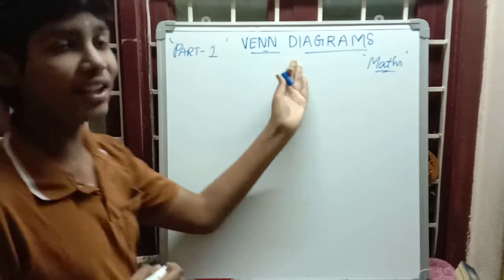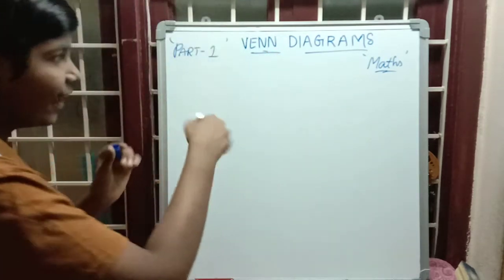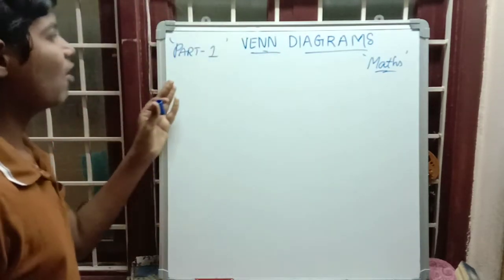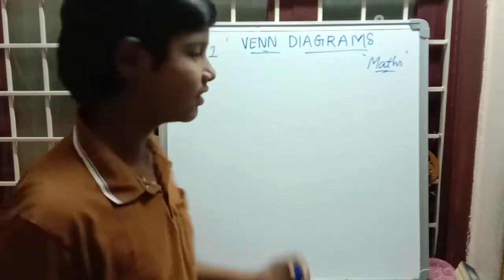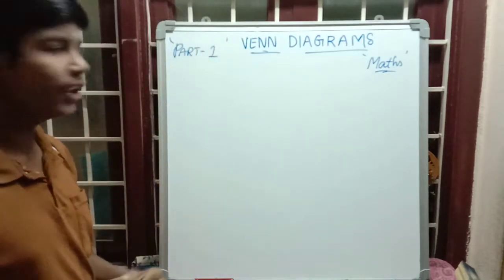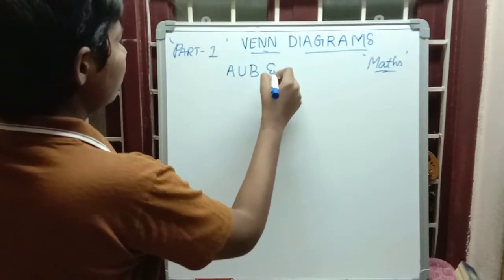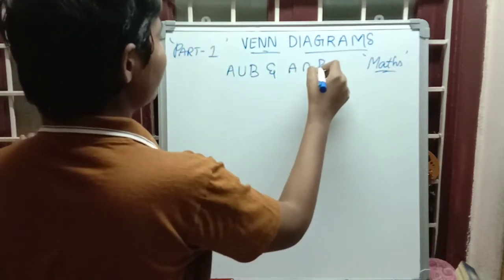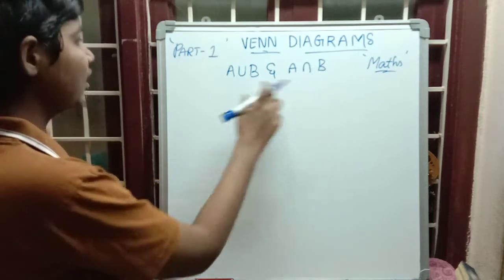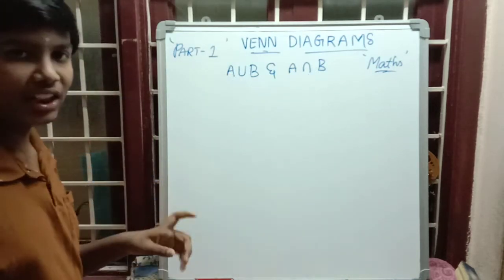By Venn diagrams, the meaning is that we have to show sets in diagrams. We have already learned operations of sets, A union B. In this part 1 we will discuss A union B and A intersection B. This is the symbol of intersection, this is the symbol of union, A union B.